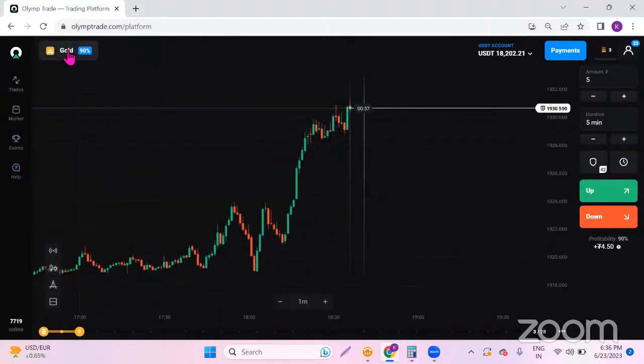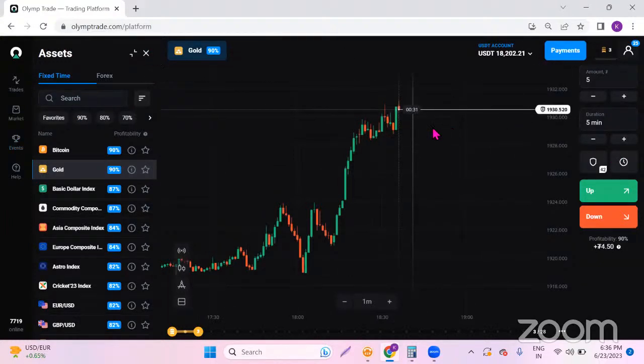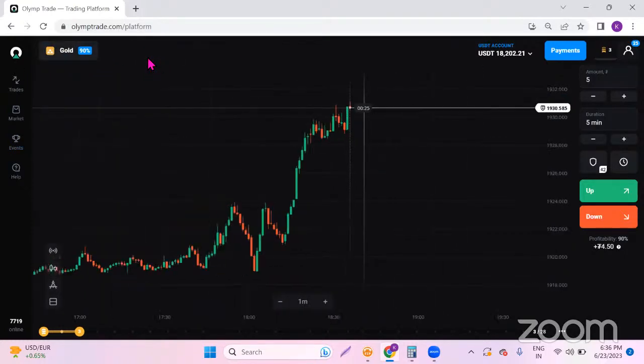After that, here we have the assets. You can certainly check the assets. We have the payment section, fixed time forex, and payments done. In the payment section, you can make your deposits and withdrawals. Next comes the profile section, where you see your profile and the status you are at. You can change the amount from here, and you can change the duration.